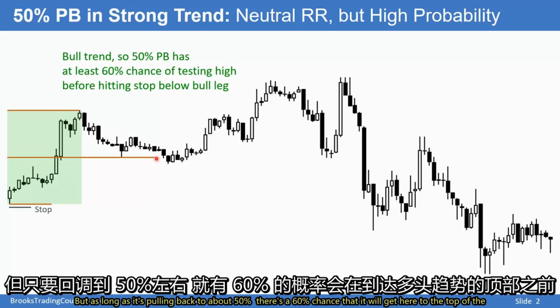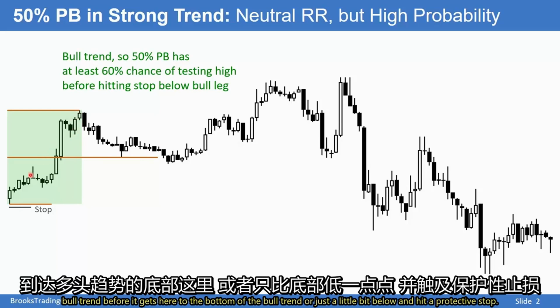But as long as it's pulling back to about 50%, there's a 60% chance that it will get here to the top of the bull trend before it gets here to the bottom of the bull trend or just a little bit below and hit a protective stop.